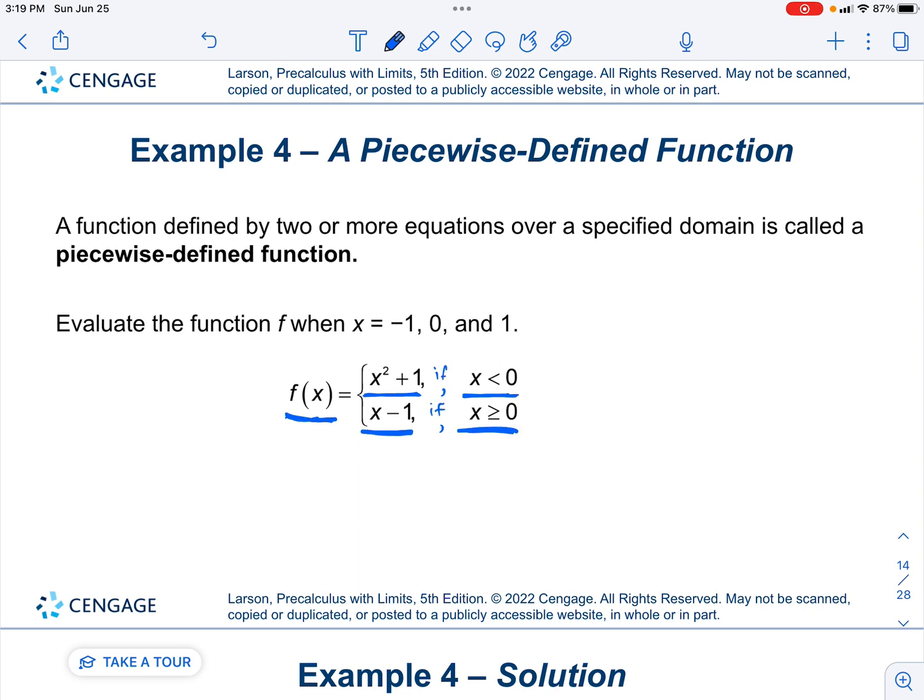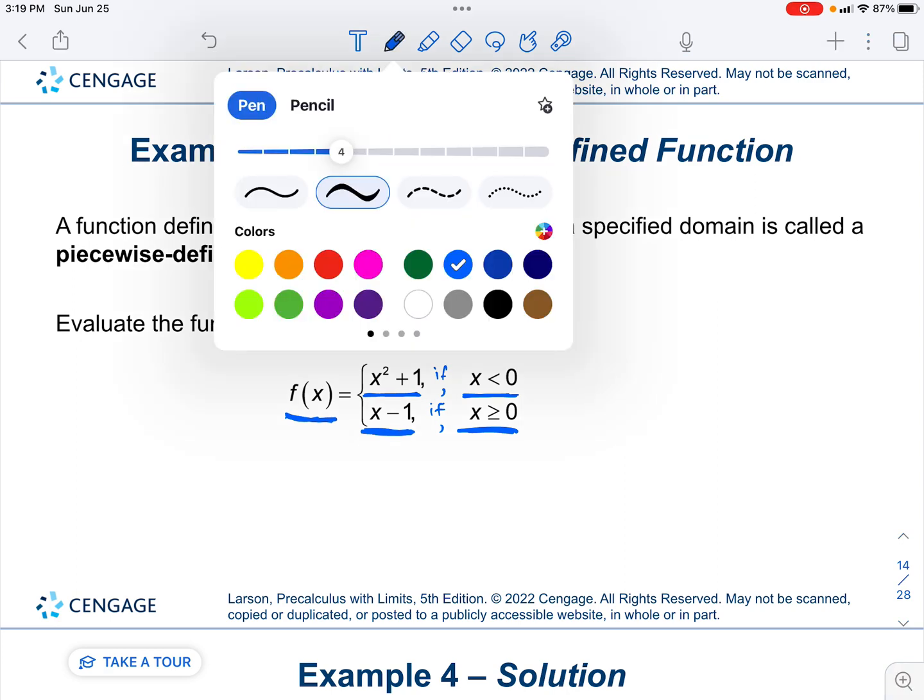So if you have an input that is greater than or equal to 0, then you use the bottom one. You never use them both at the same time. You use them if something is true. So we'll do each of these.